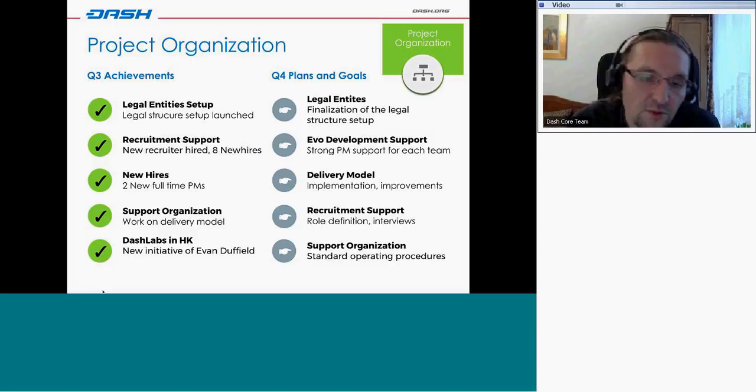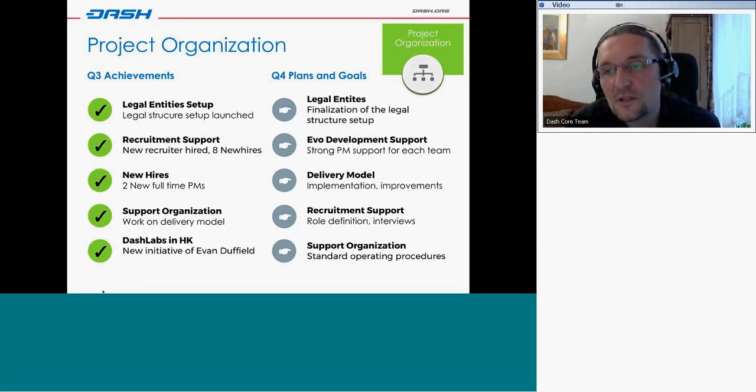What is also worth mentioning are our Dash Labs in Hong Kong, a new initiative of Evan Duffield. And I hope Evan will be able to provide some insight very soon about the activities being made, what he's achieving there. I may say that he works extensively in different areas. Of course, as usual with Evan, it's very creative work, but he's also focusing on the hardware needed in the future in our network for our project.